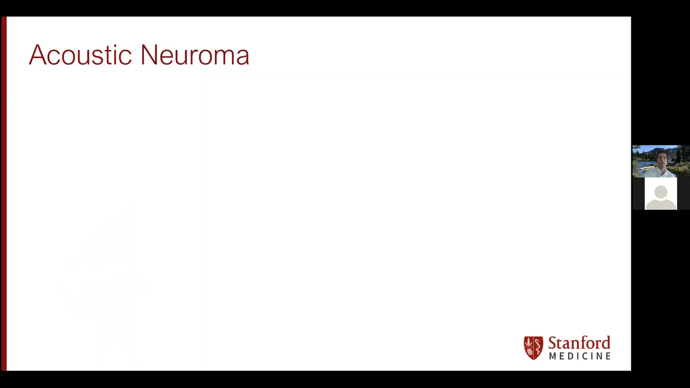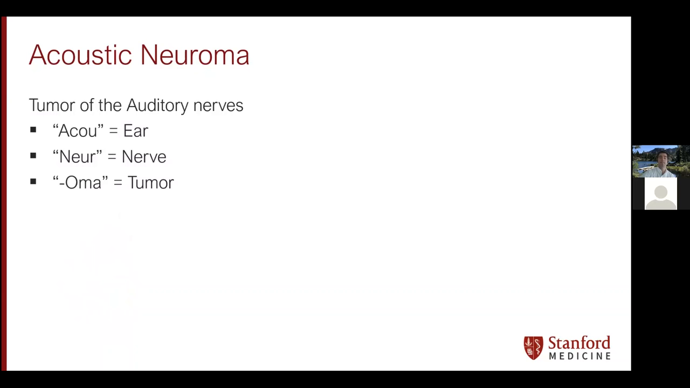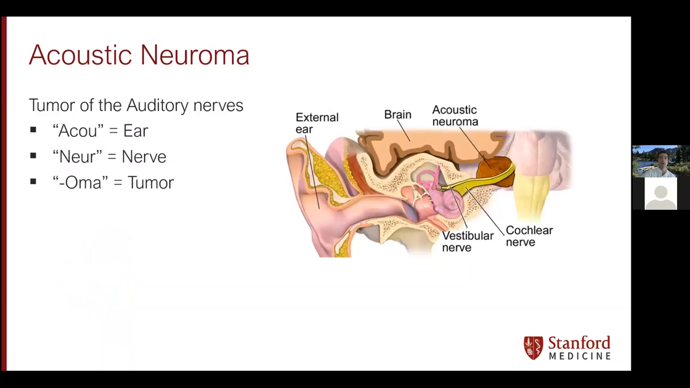Yeah, so I think that's absolutely right. So acoustic means ear, neur means nerve, and oma is a tumor. This is technically a benign tumor of the auditory nerves. This would not go on to cause sort of metastatic growth or anything like that, like you would expect with a carcinoma.